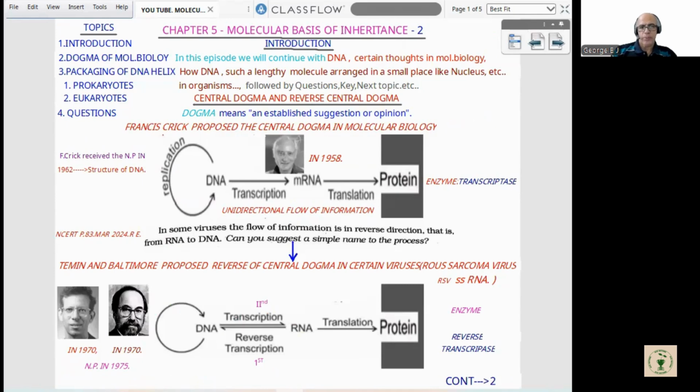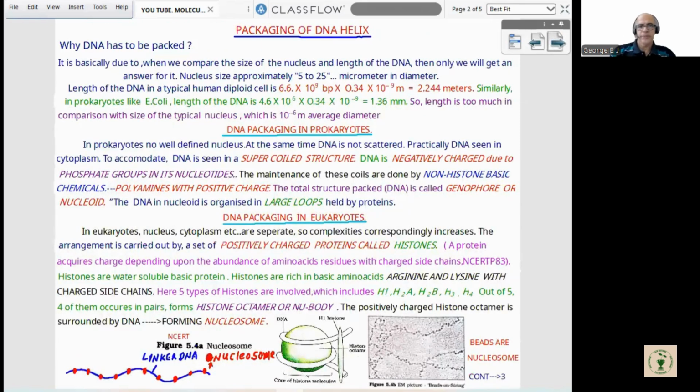First, we introduced the topic, then the introduction, connected with the DNA extension, then the central dogma and reverse central dogma. Central dogma was proposed by, what is the idea? After that, NCERT asks what is happening in some viruses like Rous sarcoma virus, where Temin and Baltimore proposed reverse central dogma. After that, we entered into packaging of the DNA helix.